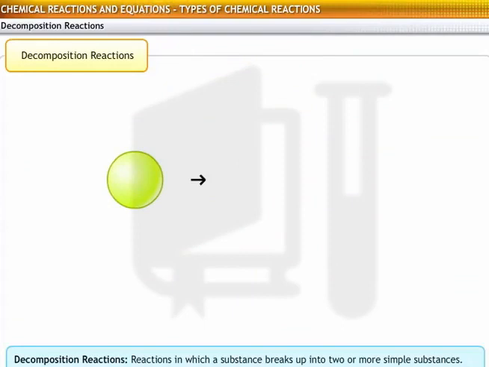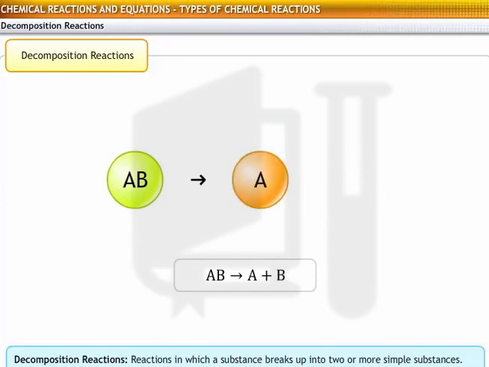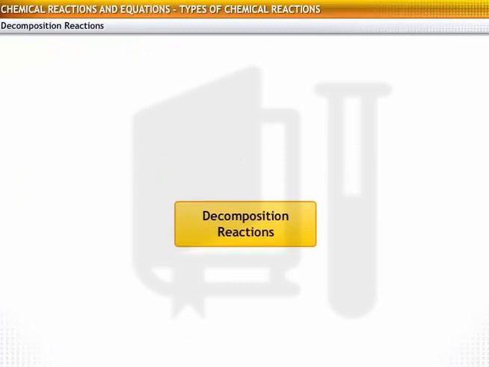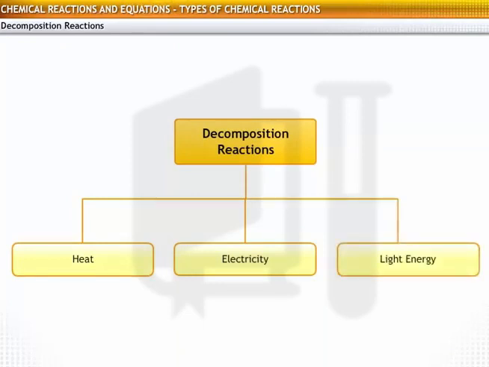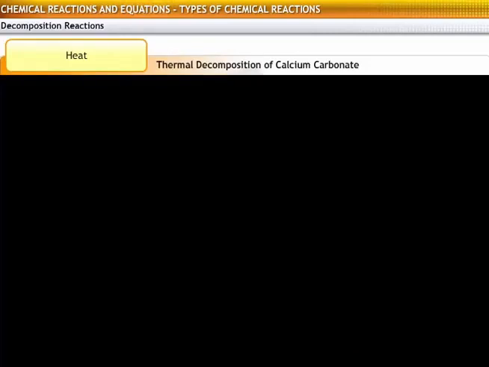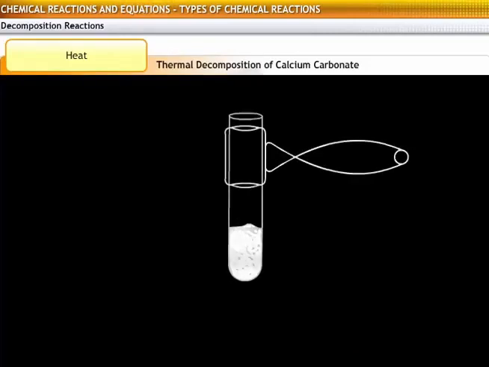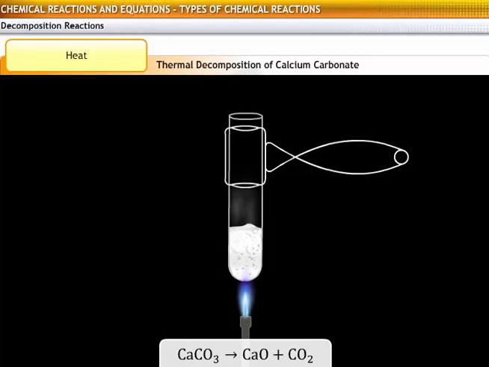Decomposition reactions are those in which a substance splits into two or more simpler substances. The general form of a decomposition reaction is AB decomposes to give A and B. Decomposition reactions use heat, electricity, or light energy. Decomposition through the action of heat on a substance is called thermal decomposition.